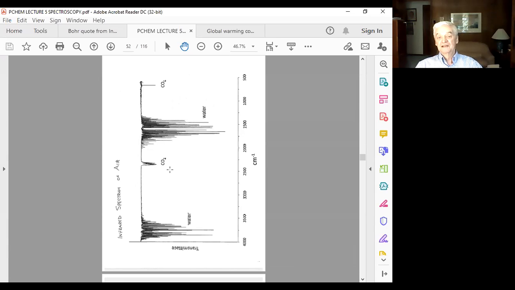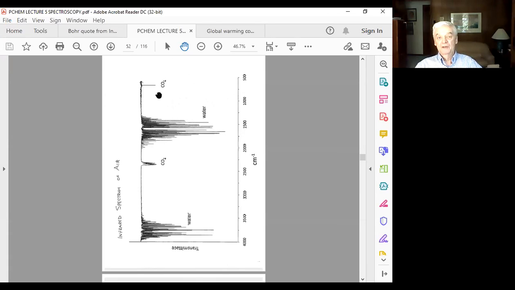Carbon dioxide is a linear molecule, so it has 3N minus 5 vibrations. That comes out to be 4 vibrations. One of them is the symmetric stretch, and so the molecule's going like this. That has no dipole moment change, so you can't see it in infrared. This vibration right here is the anti-symmetric stretch. One bond is getting shorter, the other is getting longer. It's going back and forth.